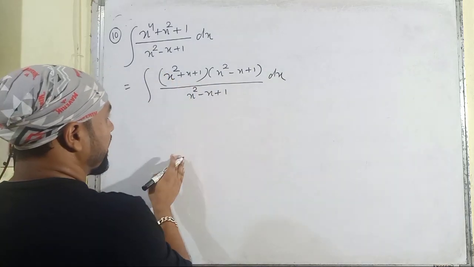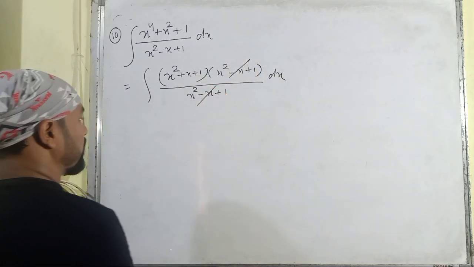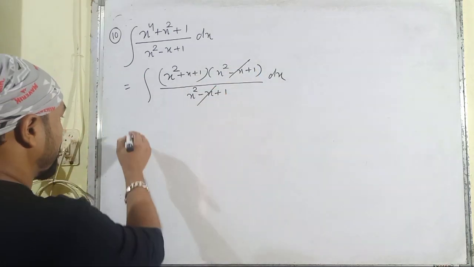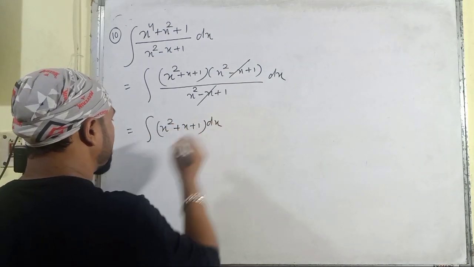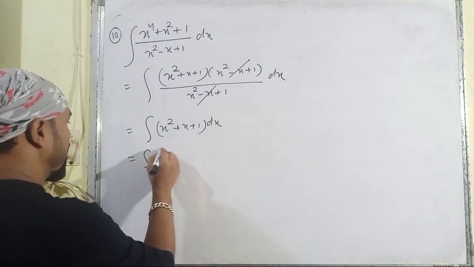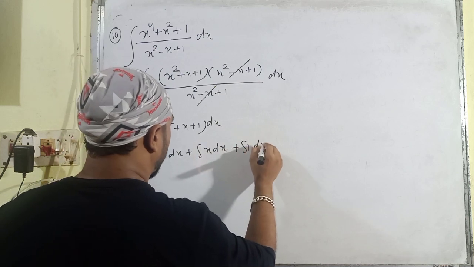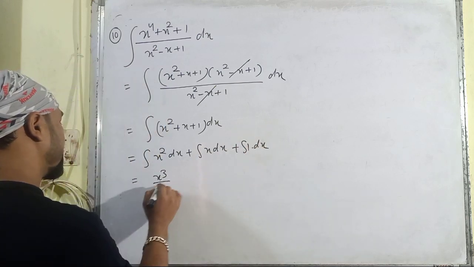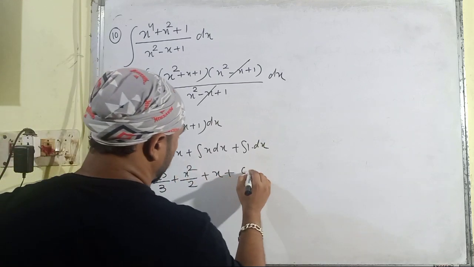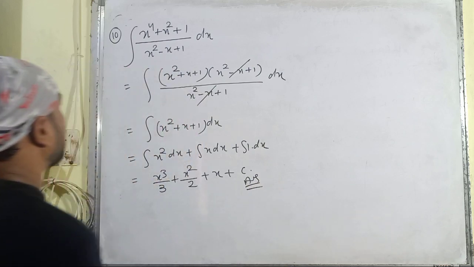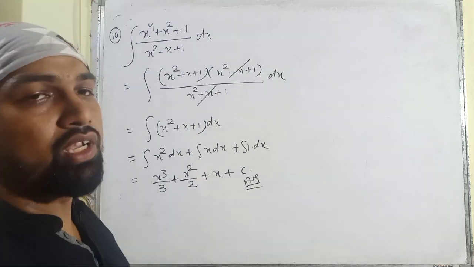Then cancelling the common parts from the numerator and denominator, it is x square minus x plus 1 from the numerator as well as from the denominator. The remaining part is x square plus x plus 1 and we have to integrate this with respect to x. Then it will be integral of x square with respect to x plus integral of x with respect to x plus integral of 1 with respect to x. Then it will be x cube divided by 3 plus x square divided by 2 plus x plus any constant c, and this is the answer for the problem number 10. Then coming to the problem number 11.